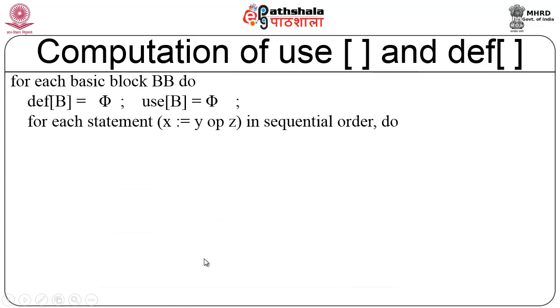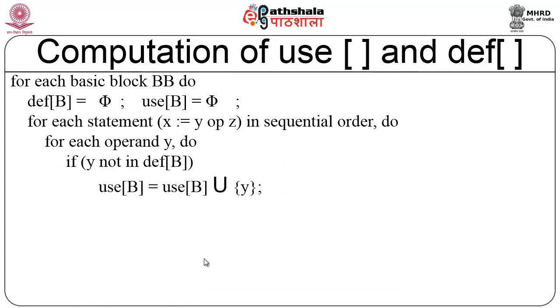Now definition and use can also be computed, where we say use of B is use of B union Y, provided Y is not in definition of B. Definition is what is being defined by a particular statement. So definition of B is equal to definition of B union X, where X is on the LHS. So X is defined, and Y will be included in use provided Y is not defined. If I am using a particular variable, I should not define it in that particular block itself. So this is the computation of definition and use.